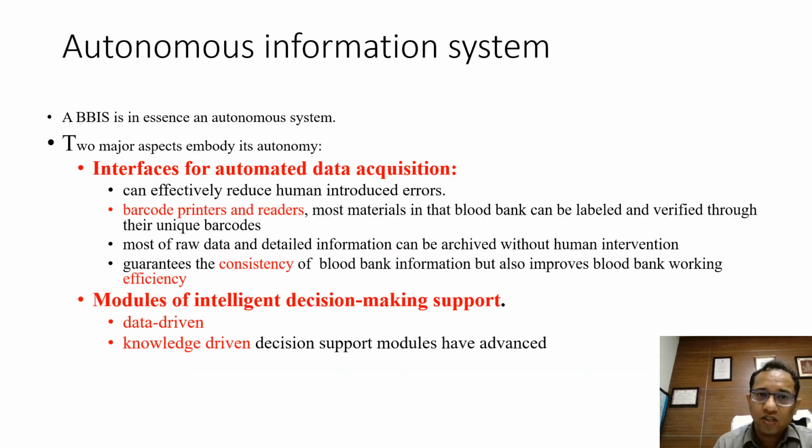Coming to the second aspect of the design, which is the autonomous information system. We all know the blood bank information system is an autonomous system, and there are two major aspects which embody its autonomy. First is the interfaces for automated data acquisition. Now, this effectively reduces the human-introduced error.